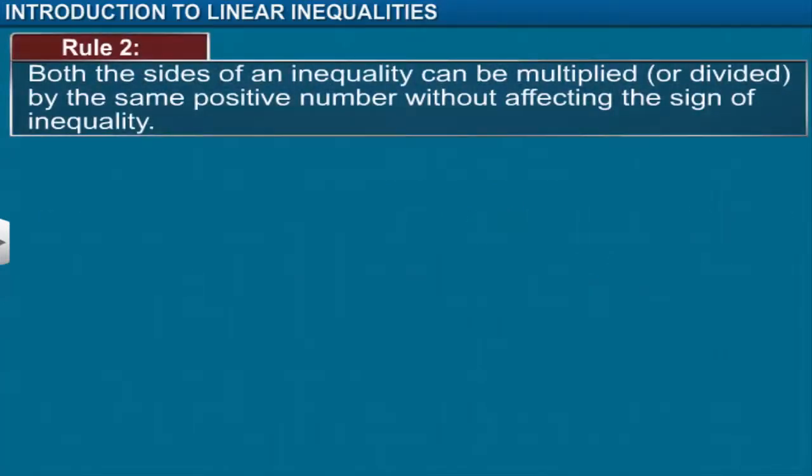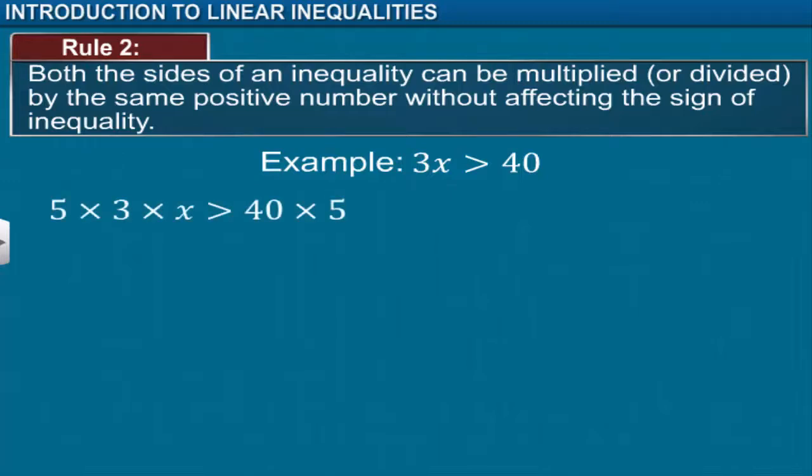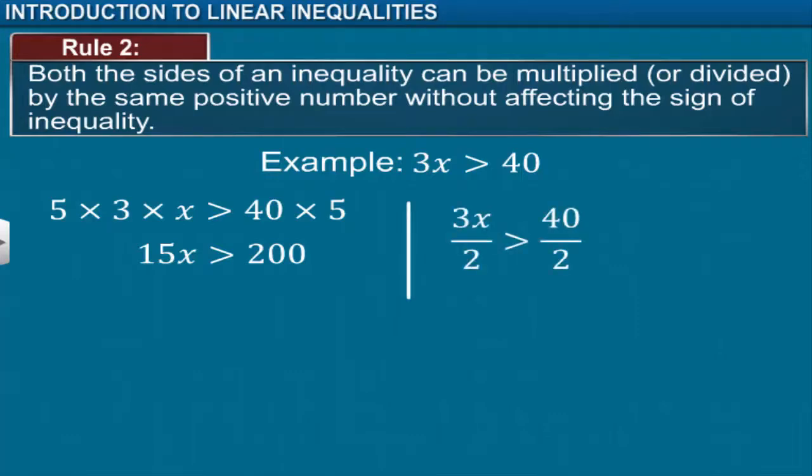Both the sides of an inequality can be multiplied or divided by the same positive number without affecting the sign of inequality. Consider the example shown here. The value of this inequality does not change if we multiply it with a number. Similarly, the nature of the inequality does not change by dividing the inequality on both the sides.